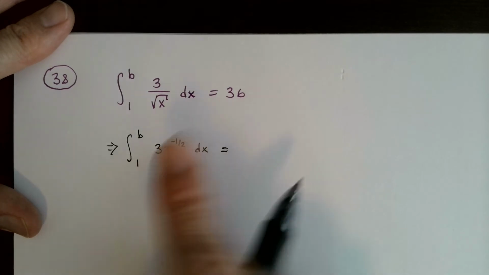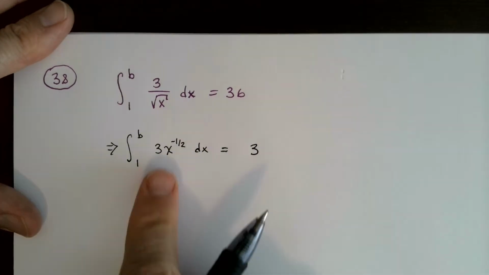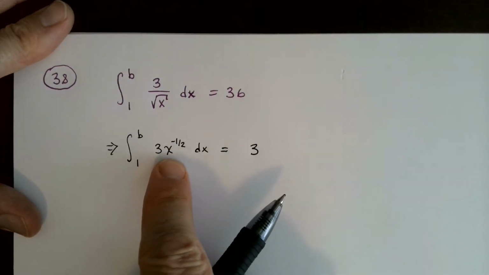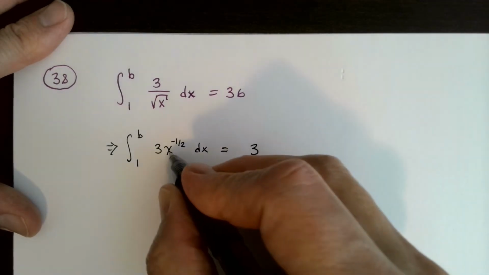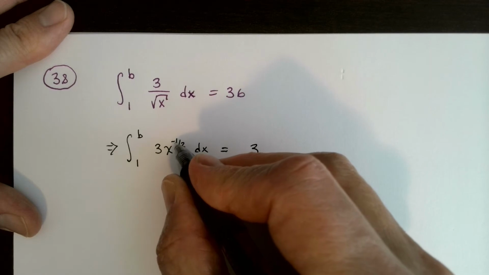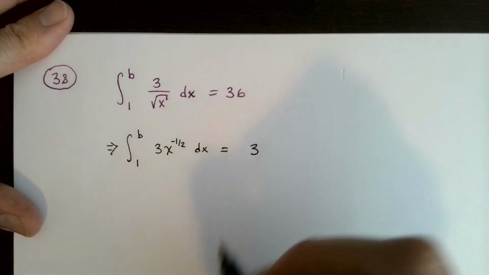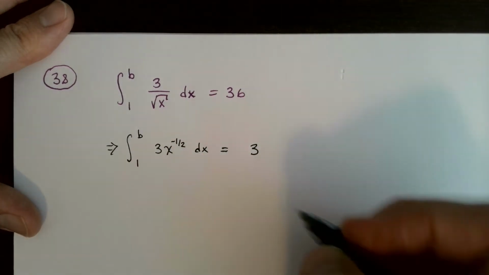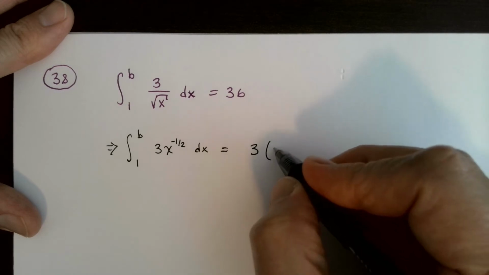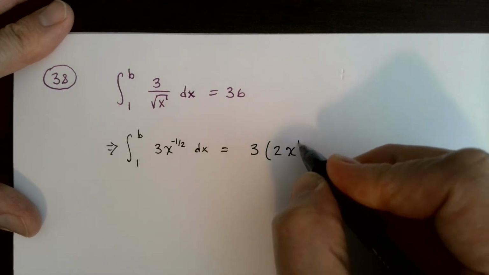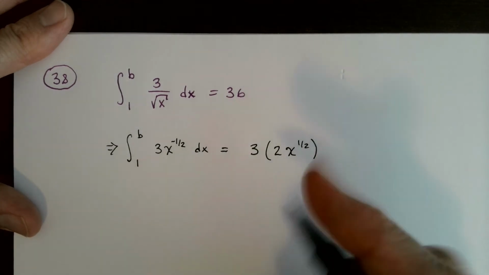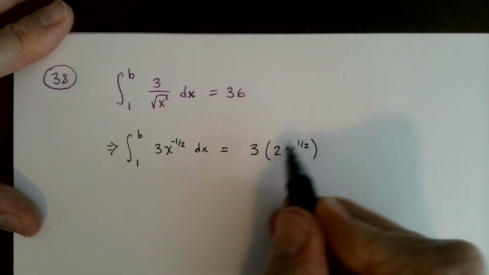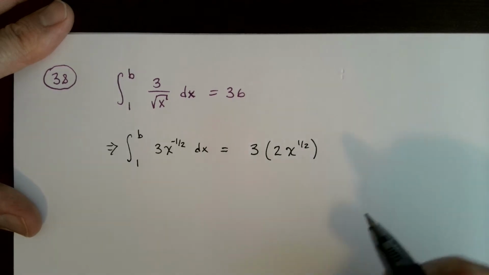Well, what's the antiderivative here? So 3 is a constant multiple. I'm going to use the power rule for antiderivatives, which means I add 1 to the exponent. So 1 added to negative 1/2 is positive 1/2. And I divide by 1/2, which is the same as multiplying by 2. So this should be 2 times x to the 1/2 as the antiderivative of x to the negative 1/2. And always double check: take the derivative and make sure you get back to the original.